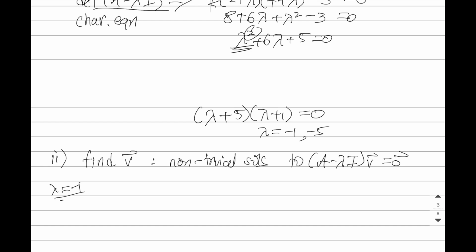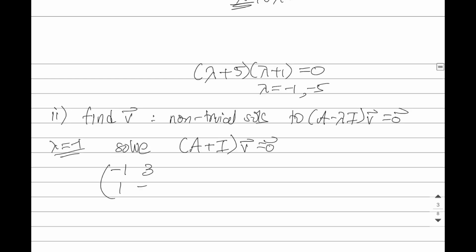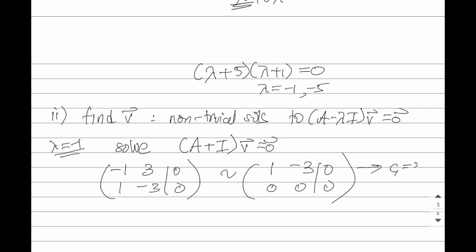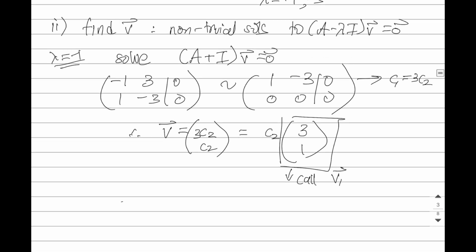constructed. If lambda is negative 1, that means we now have to solve A plus I, V equals 0. If we take the matrix that we had from above, we'll have negative 1, 3, 1, and negative 3. We'll get 1, negative 3, 0, 0, 0, 0. And this is going to tell us that C1 is 3, C2. When we form this vector, C2 will be a free variable. We can take it out and we'll be left with 3, 1. So in fact, we are going to call this V1, the first constant vector, and we'll take our solution x1 of t to be e to the minus t times this vector 3, 1.